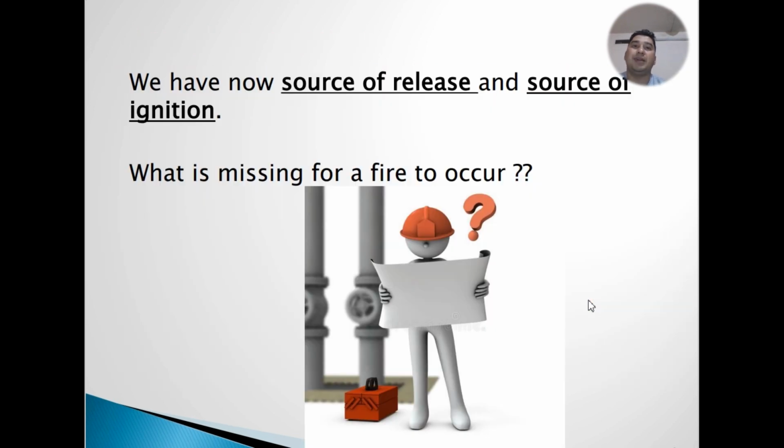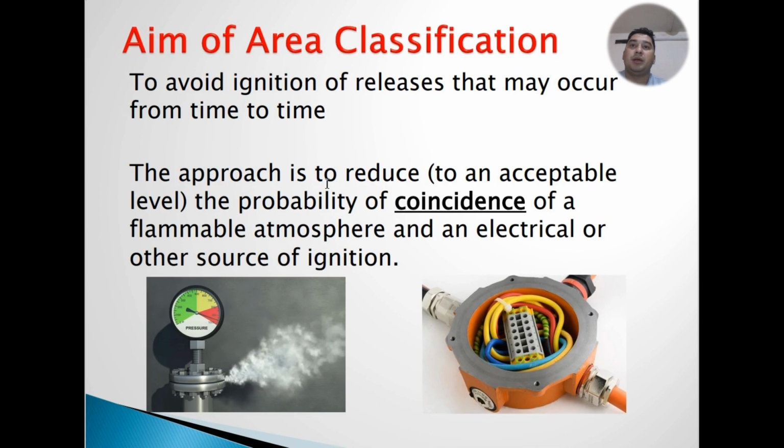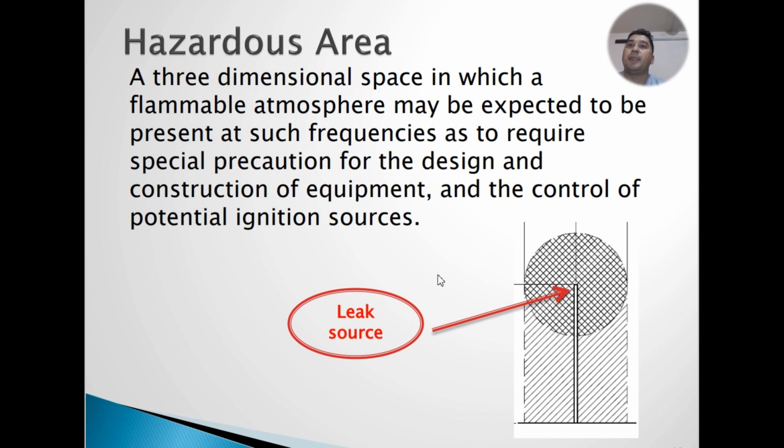Now we have the source of release and the source of ignition. What is missing for a fire to occur? What is next? Aim of area classification: to avoid ignition of releases that may occur from time to time, the approach is to reduce to an acceptable level the probability of coincidence of a flammable atmosphere and an electrical or other source of ignition. So the sources of ignition should be removed or reduced.